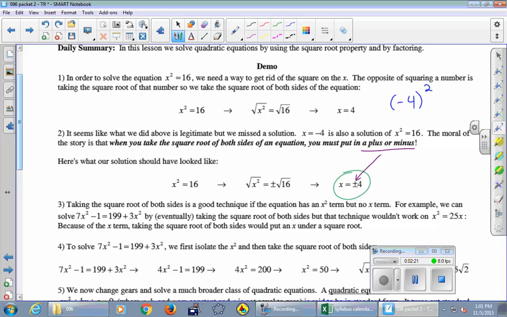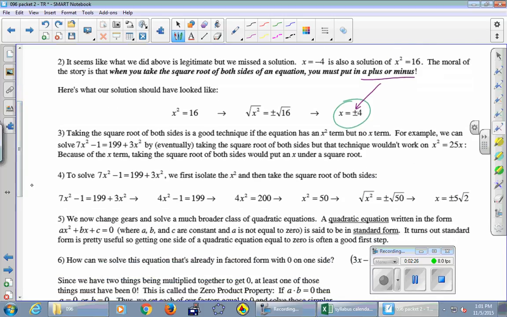Okay, number 3 says that taking the square root of both sides is a good technique if the equation has an x squared term but no x term. Let's skip ahead to this equation right here. You are allowed to take the square root of both sides of that equation. No problem. As long as you do it to both sides, good to go.